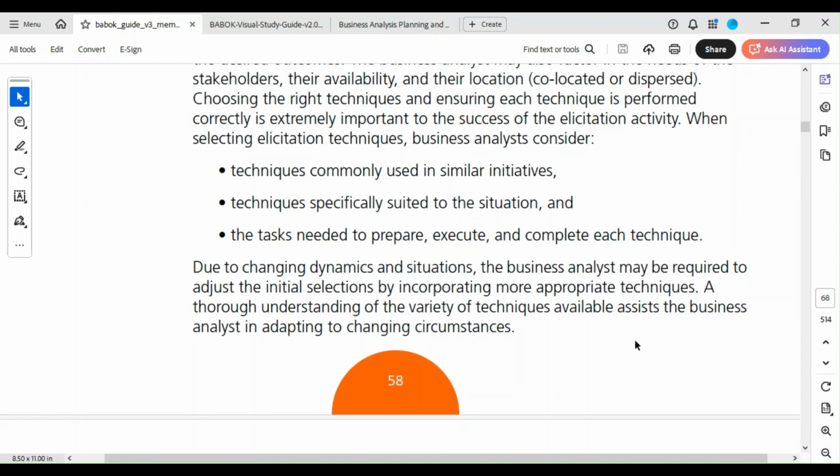Due to changing dynamics and situations, the business analyst may be required to adjust the initial selections by incorporating more appropriate techniques. So as time goes on, you'll be like, okay, we are doing workshop, but I think we can bring in interview. Okay, we're doing interview, maybe we can bring in survey. Okay. A thorough understanding of the variety of techniques available assists the business analyst in adapting to changing circumstances.